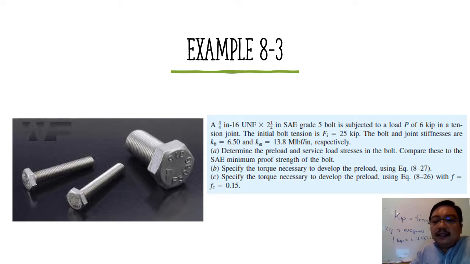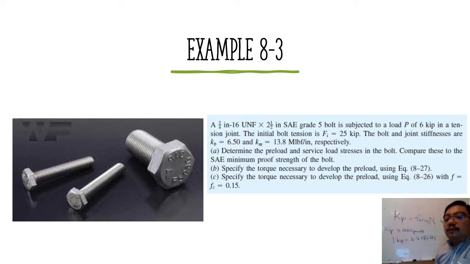Part A is to determine the preload and service load stresses in the bolt and compare these to the SAE minimum proof strength of the bolt. B is to specify the torque necessary to develop the preload using equation 8.27, and C is to specify the torque necessary to develop the preload using equation 8.26 with f equal to fc equal to 0.15.